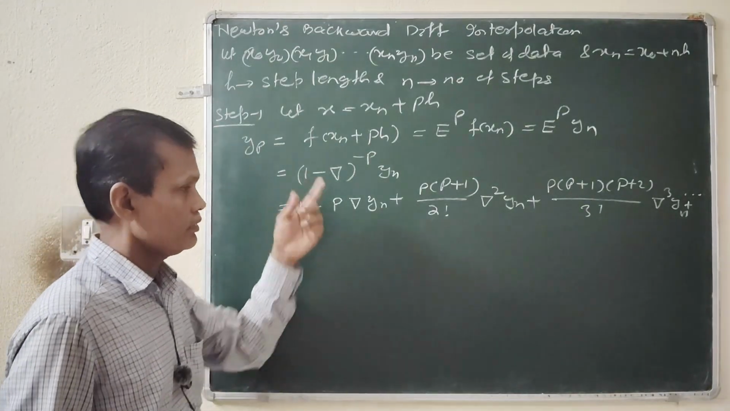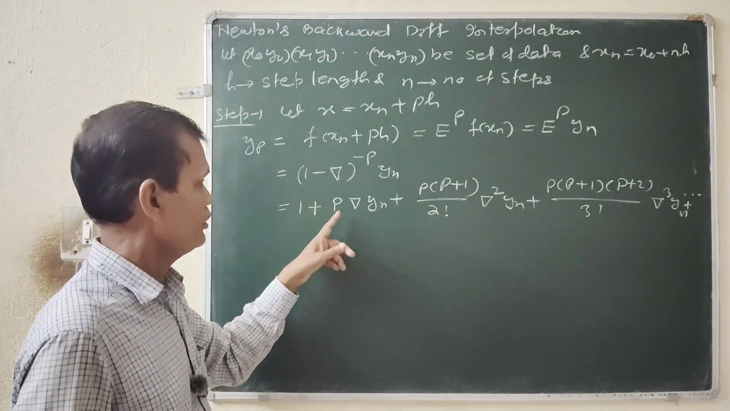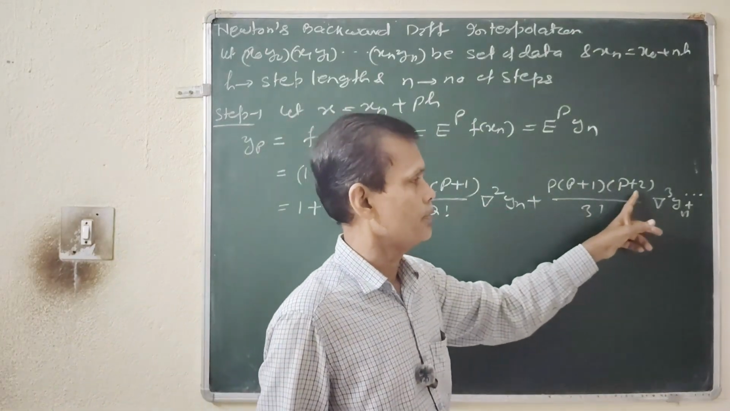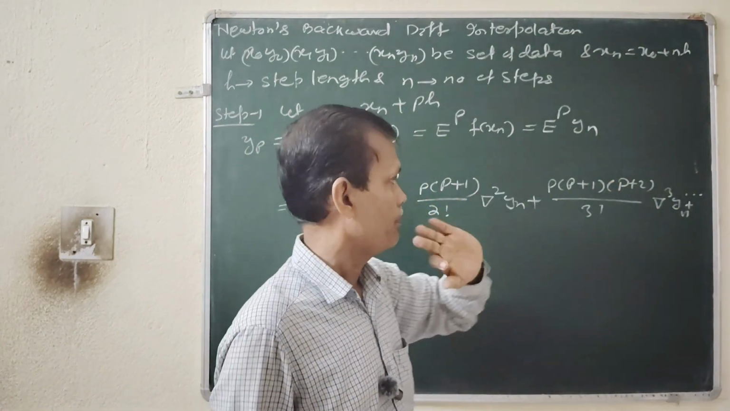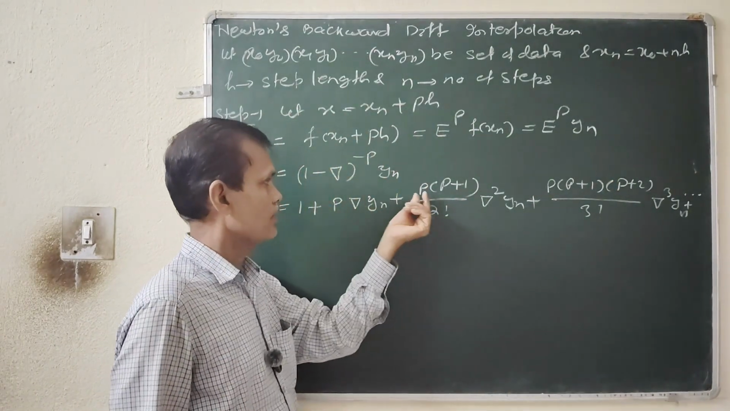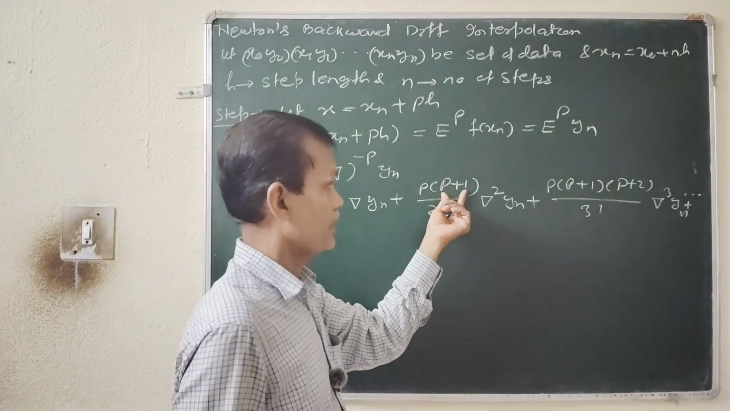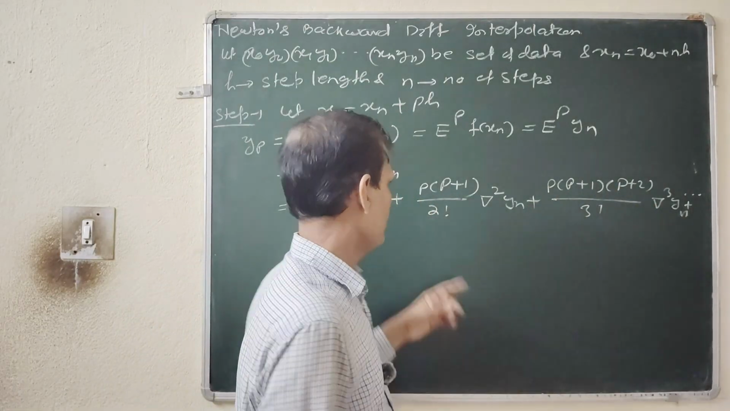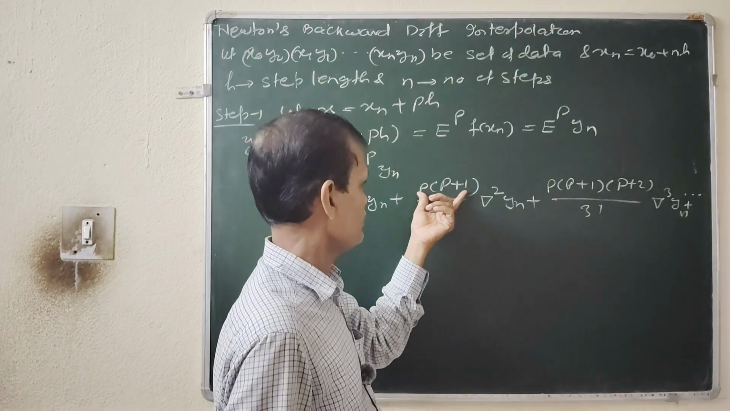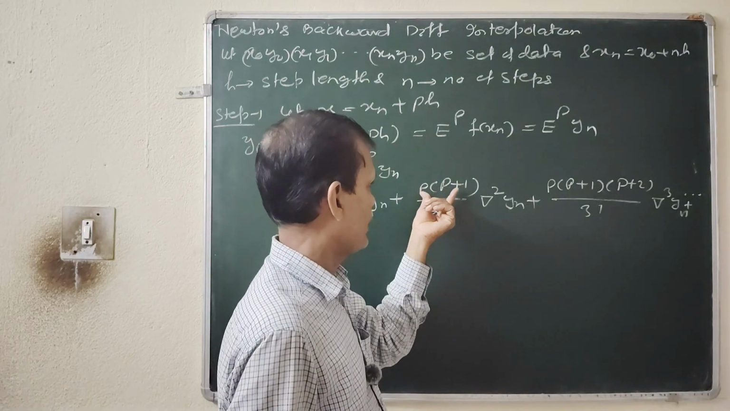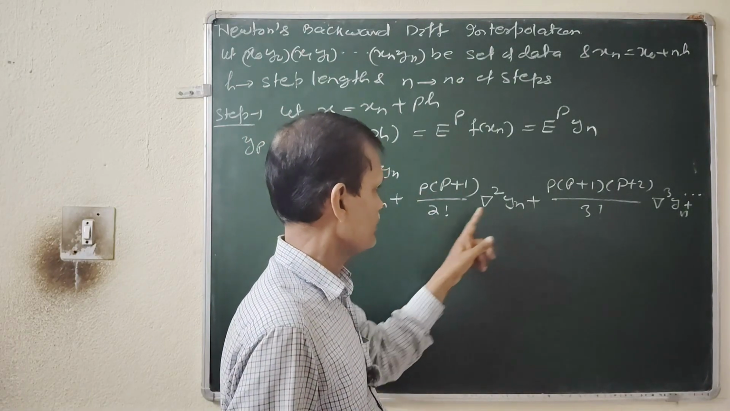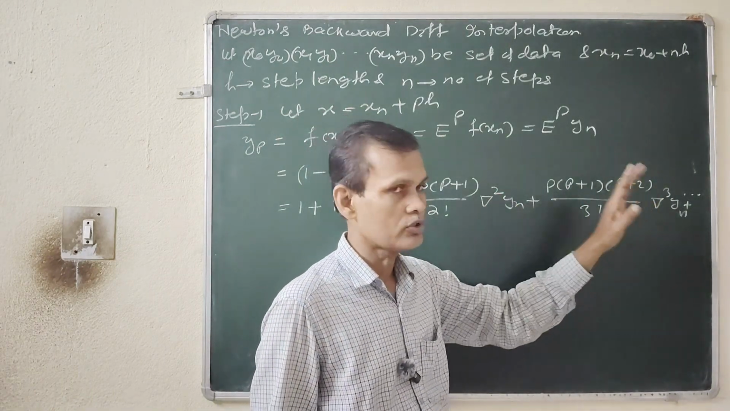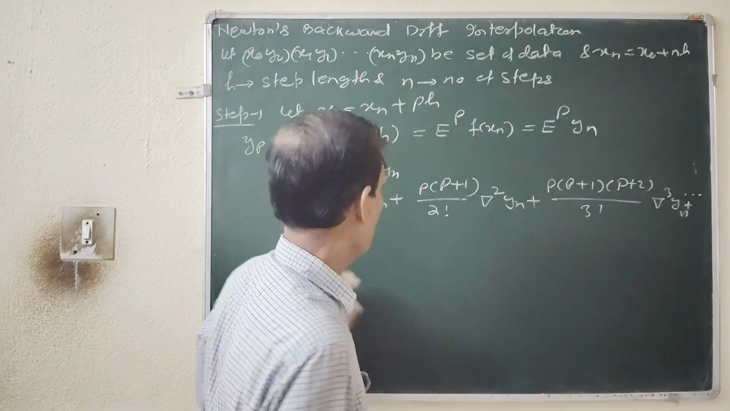Just to remember: in forward difference we use p, then p into p minus 1, then p into p minus 1 into p minus 2, like that. But in backward difference we use p, then p into p plus 1, then p into p plus 1 into p plus 2, like that. And the number of factors we have multiplied in the numerator, for 2 factors we write 2 factorial with delta square, and for 3 terms, 3 factorial with delta cube. This is just the technique to remember.